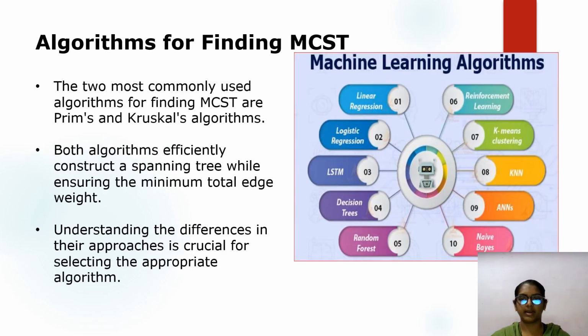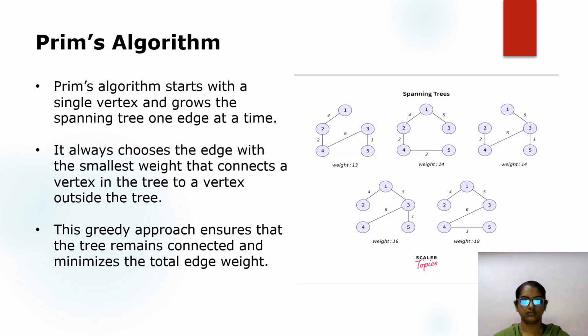Algorithm for finding minimum cost spanning tree. The two most commonly used algorithms for finding minimum cost spanning tree are Prim's algorithm and Kruskal's algorithm. Both algorithms efficiently construct a spanning tree while ensuring the minimum total edge weight. Understanding the differences in their approaches is crucial for selecting the appropriate algorithm. Let's see one by one.